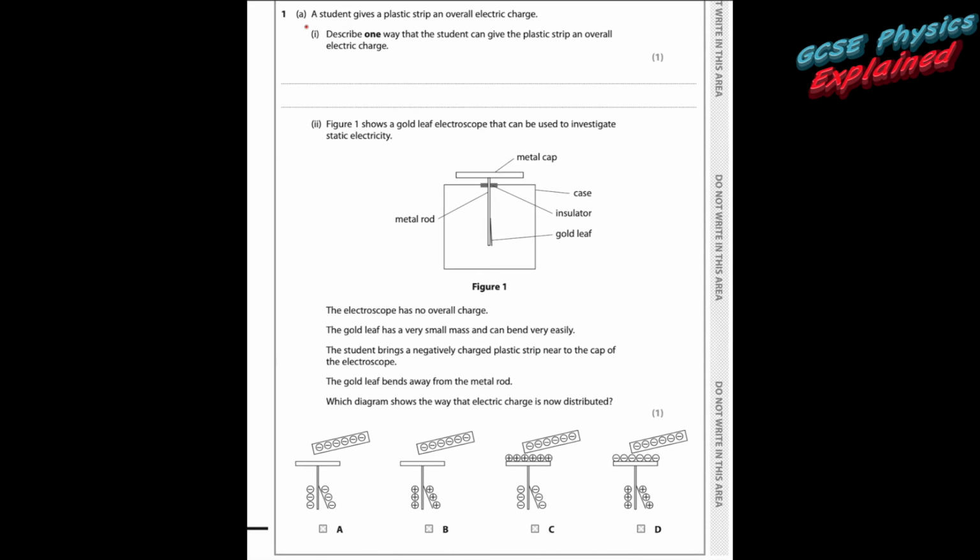Question 1, Part A. A student gives a plastic strip an overall electric charge. Part 1. Describe one way that the student can give the plastic strip an overall electric charge. Well, use friction. It's always the same answers. So basically, rub the rod. If it was worth 2, you'd say that makes the electrons transfer.